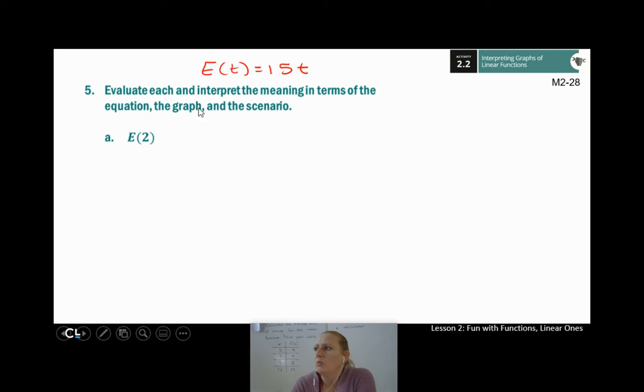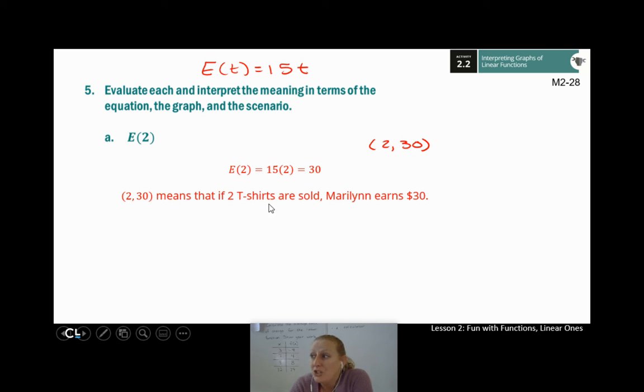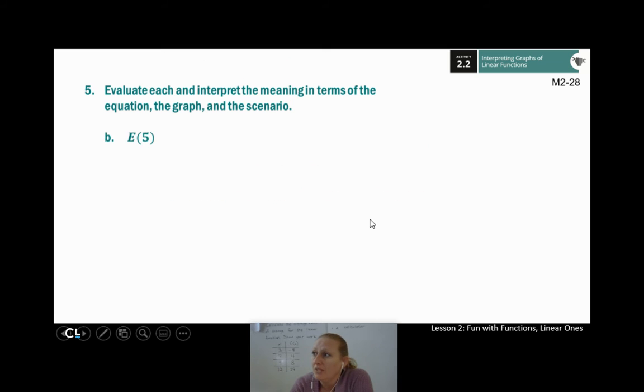So E of 2 means that instead of a t, I'm going to plug in 2. So E of 2 means 15 times 2, which is 30. So in terms of the situation, I have a point on my graph at (2, 30), right? My input is 2, my output is 30, so this means there's a point on my graph of (2, 30) that should be on that line. But more importantly, it means that if 2 t-shirts are sold, Marilyn earns $30. So how'd you do with B? How'd you do with the next one?